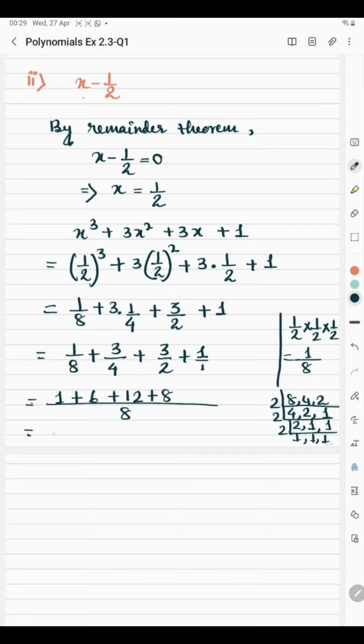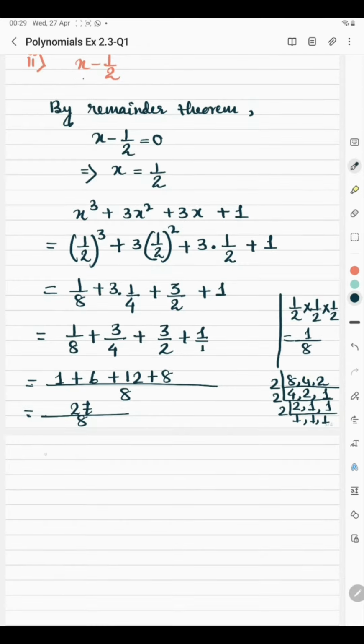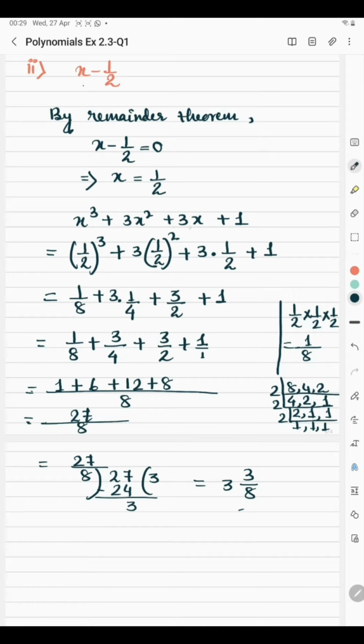Now we will add all this. So denominator will be 8. Now if you add all this, 12 plus 8 is 20. 20 plus 6 is 26. 26 plus 1 is 27. So either we will write the answer as 27 by 8 or we can convert it into mixed fraction. So it will be 3 8s are 24. 27 minus 24 is 3. So it's 3 by 8. So 3 by 8 is the remainder when you divide x cube plus 3x square plus 3x plus 1 by x minus 1 by 2.